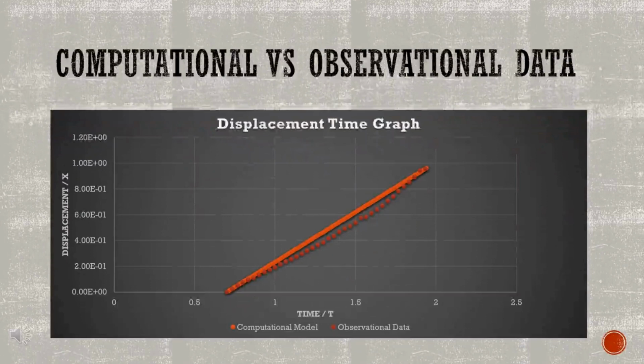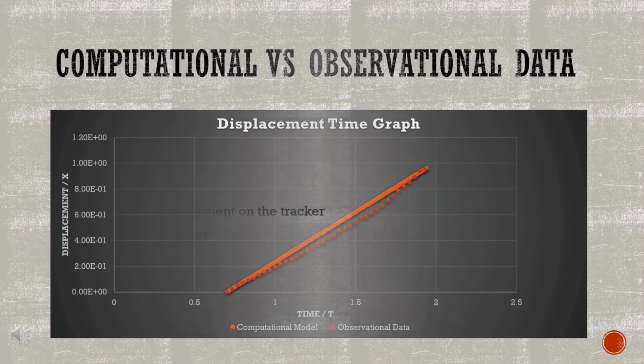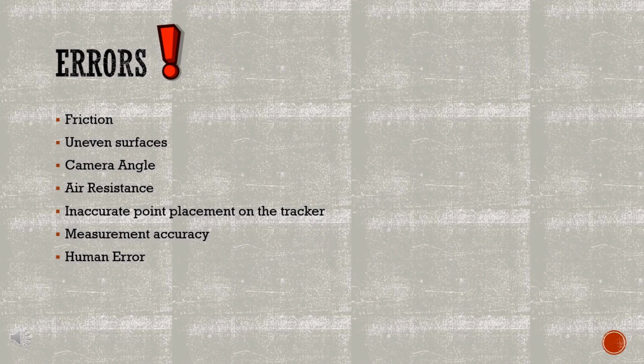After producing the graphs from the code and tracker, you can see the difference between the two graphs. There's not much difference between the two. Both are pretty linear. However, you can see the observational data is slightly curved compared to the computational. While the ball is traveling at almost constant velocity, it is important to take note of the possible errors that could affect the velocity of the basketball. Some of them include friction, uneven surfaces, and air resistance.